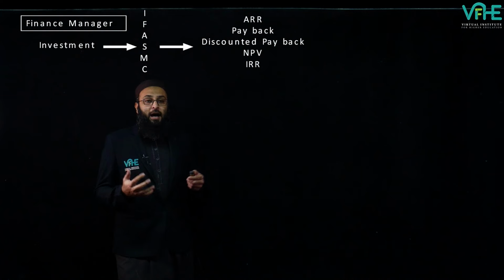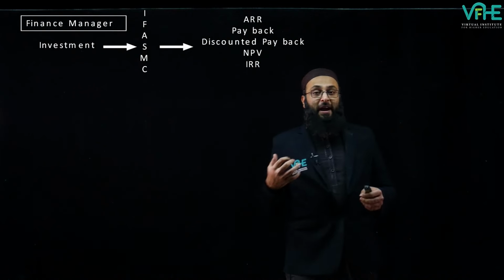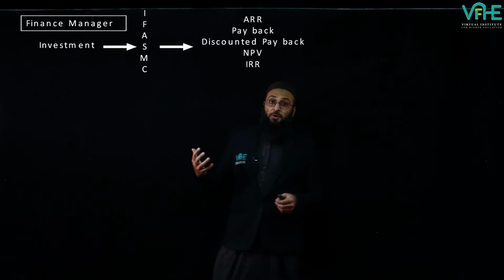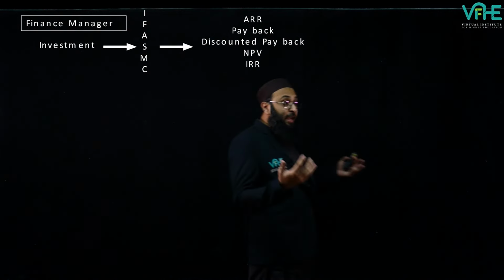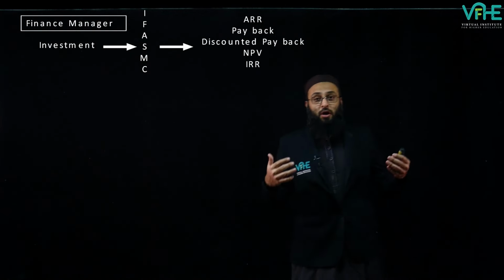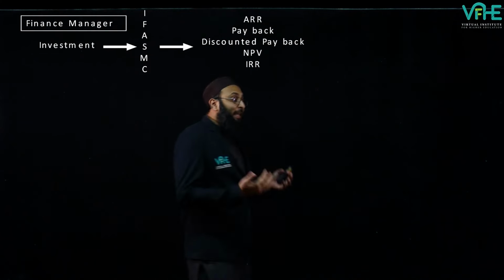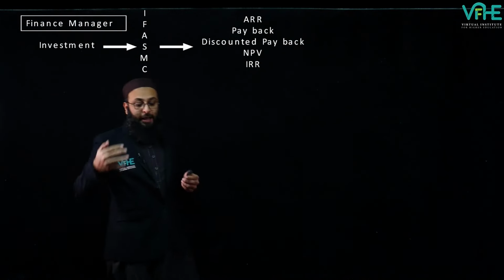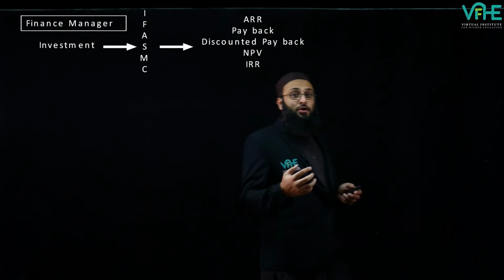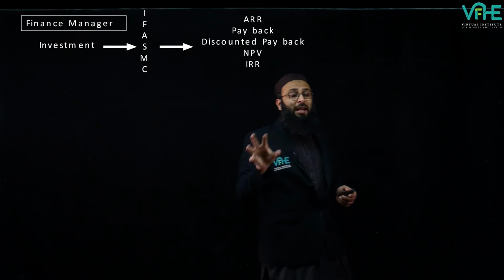Now what is I? I is identify the capital investment requirement. What is F? F means find the suitable options to fulfill the requirement that you have identified earlier. Then you appraise. After you have found different projects, you have to appraise which is the best one. When I say appraise, you have to use investment appraisal techniques like ARR, IRR, NPV and Payback, as you can see in front of your screen. So appraisal means using these techniques to appraise the best project.